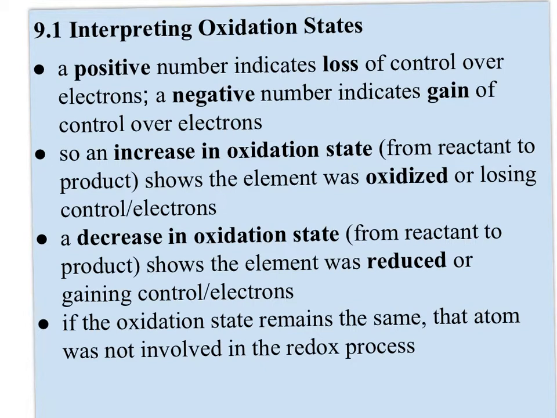because remember, an increase in oxidation state means it becomes more positive and it's losing control or is oxidized. A decrease or a reduction in oxidation state shows the element was reduced or is gaining control. If the oxidation state remains the same, and that can happen, it just means that atom wasn't involved in the redox process. It's what we think of as like a spectator ion.